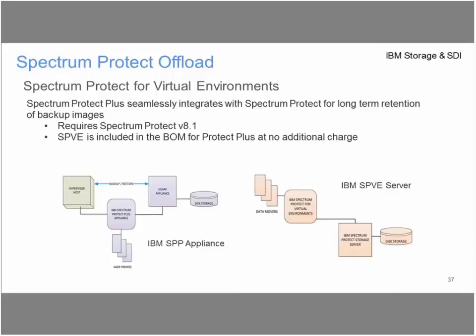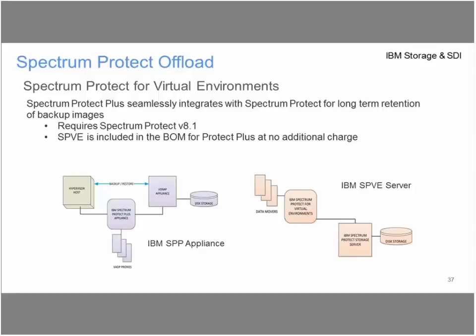There are some requirements on the Spectrum Protect side that you need to be aware of. The first is that Spectrum Protect has to be running version 8.1. The second thing to know is that the Spectrum Protect Virtual Edition is included as part of the Spectrum Protect PLUS BOM at no additional charge. So if your customer is running Spectrum Protect but not Spectrum Protect for VE, that will be included, if they so choose, with the Spectrum Protect PLUS so that they don't need to purchase that separately.